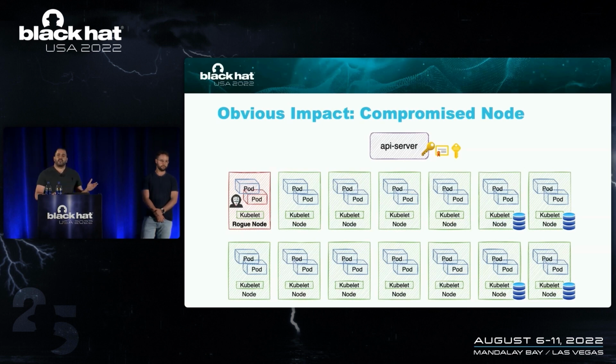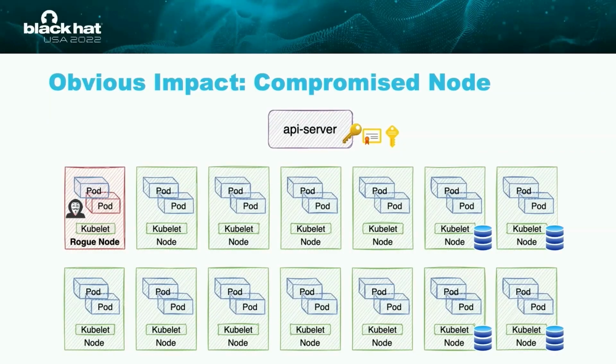The obvious impact, in Kubernetes at least, is a compromised node. An attacker who previously compromised one container or one pod now has control over the entire node, probably for more business logic or more compute resources for crypto mining, for example. But just imagine that the attacker is an ambitious one, and he might not be satisfied with only a single compromised node. He might want to take over the entire cluster.